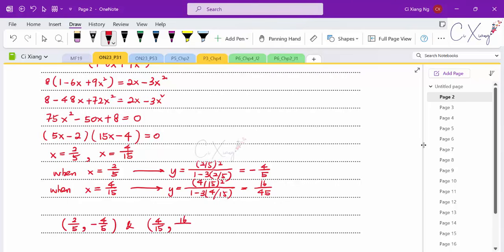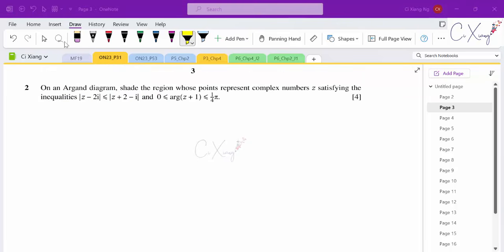Especially the second part here, the second x and y, 4 over 15 and also 16 over 45, we just keep it as a fraction. So this is how we answer question number 1. Okay, then now we come to question number 2.